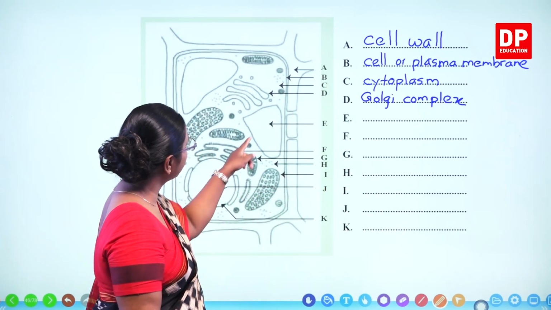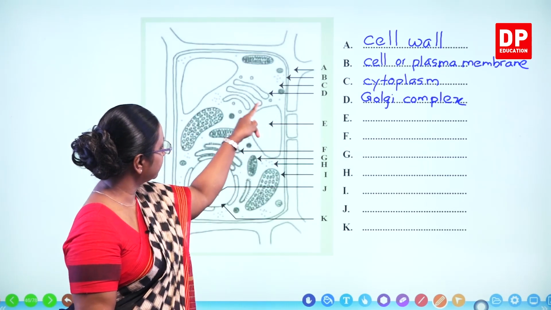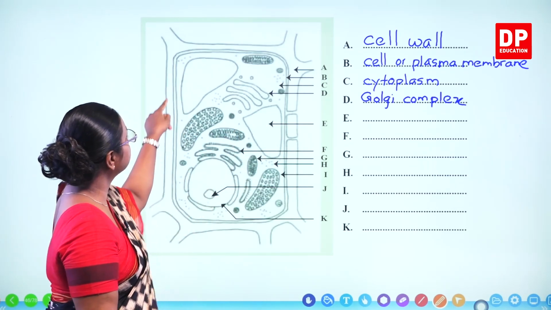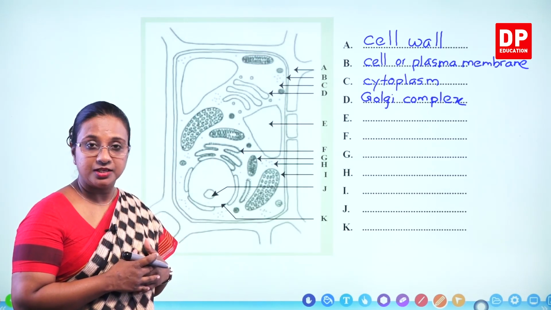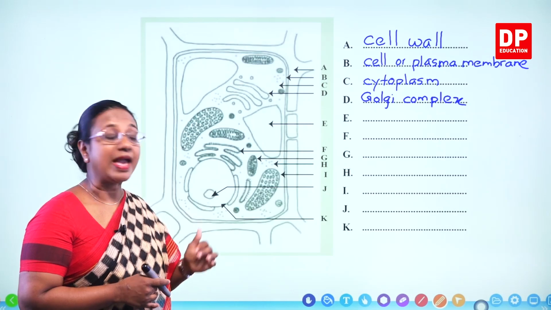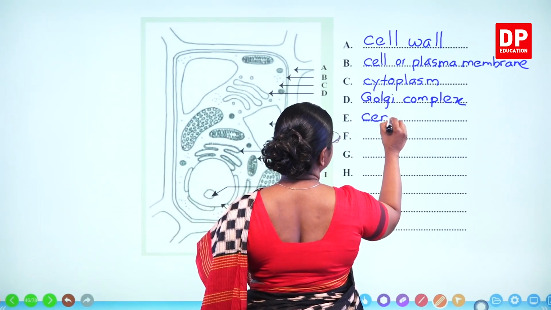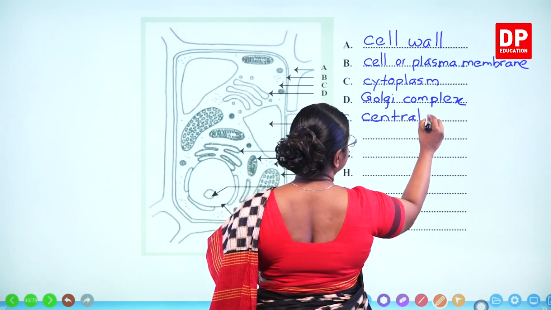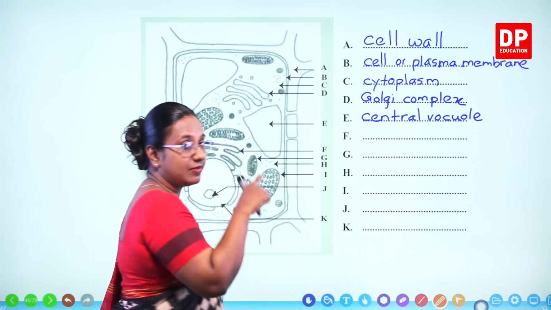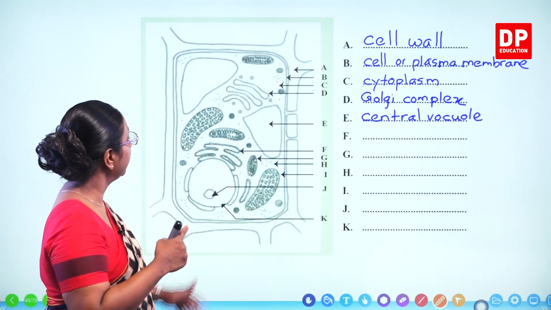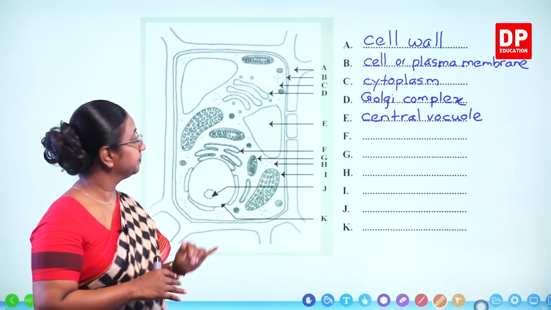Then we have structure E. Here you can see one structure here and another structure there. And they are large and prominent. So those are the vacuoles. Or we can say central vacuoles. Normally there is a very large central vacuole. Here there are two central vacuoles.